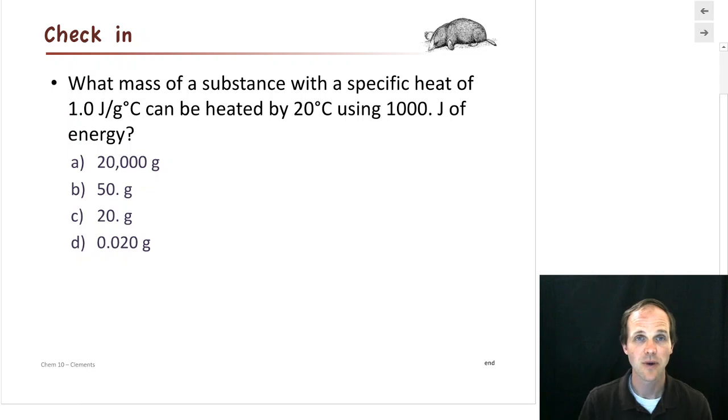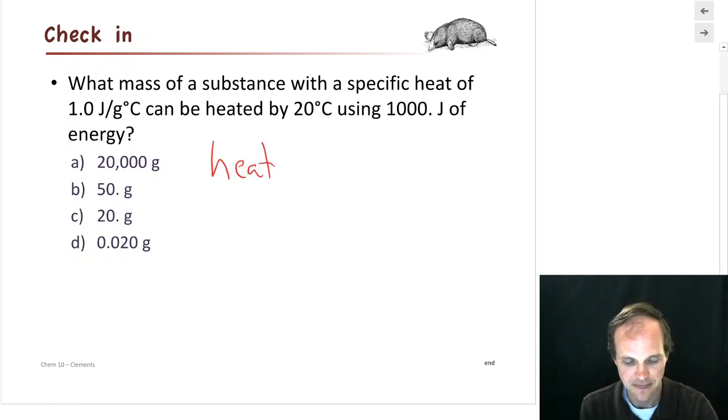Here's your turn. What mass of a substance with a specific heat of 1.0 joules per gram degree Celsius can be heated by 20 degrees using 1,000 joules of energy? So again, start off by writing down that heat equation, seeing what you know and what you don't know, and see if that helps you. Pause. Okay. Alrighty, so let's do it.